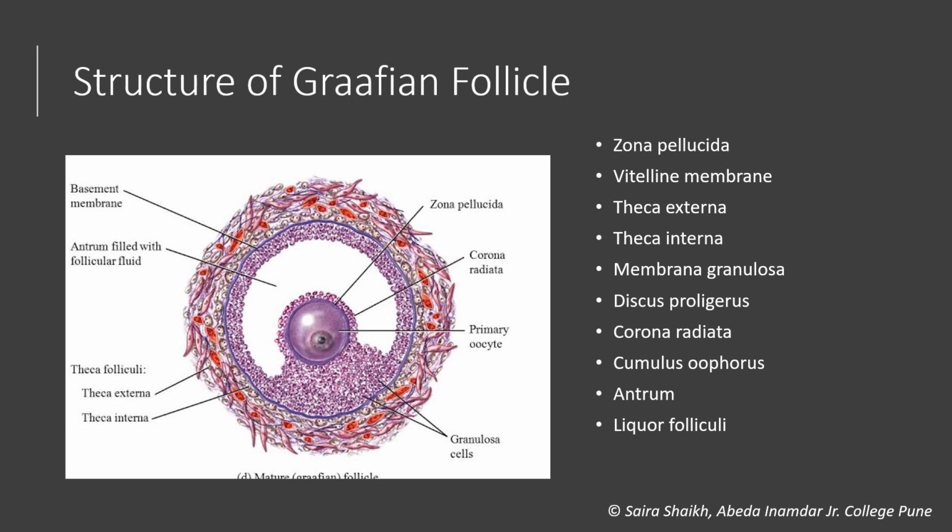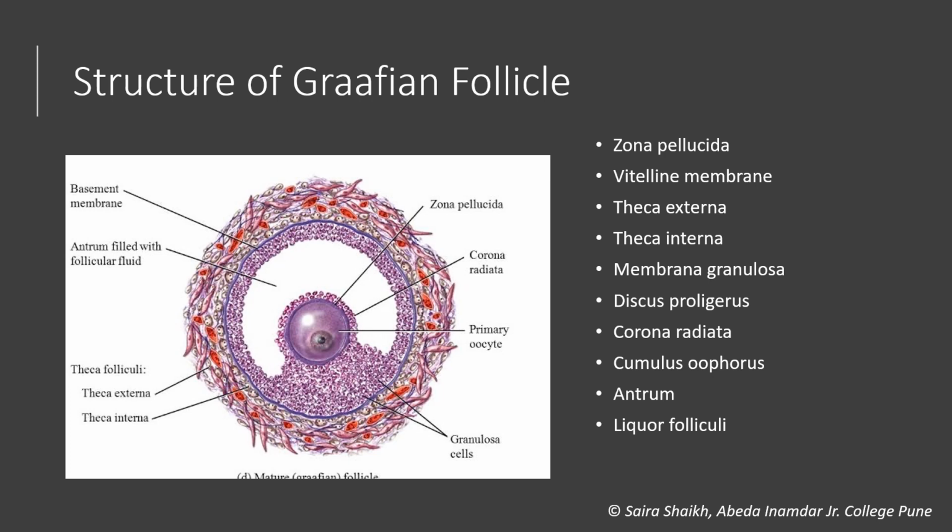Just inner to that, we can find the developed egg or the developed ovum. Around this egg or ovum, the membrane present is called the vitelline membrane. It is the thin membrane which encloses the egg. Around the vitelline membrane, one more membranous structure is present, which is non-cellular. It is called the zona pellucida.